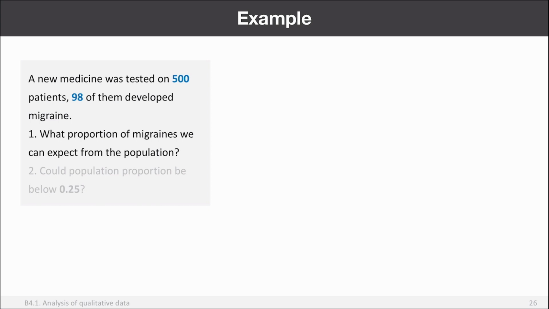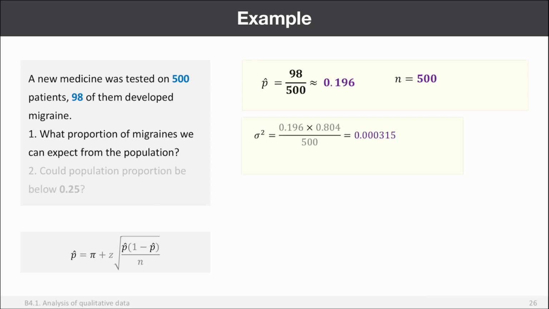What proportion of migraines can we expect from the population? In this case, we need to compute a confidence interval for the proportion of population. So this is the proportion, a little bit below 20%. This is the sample size. And then we need to compute the variance, right? We compute variance similarly to what we have done before, but now we use proportion of the sample instead of proportion of the population. This is p hat, and this is 1 minus p hat, and then you have a sample size here.